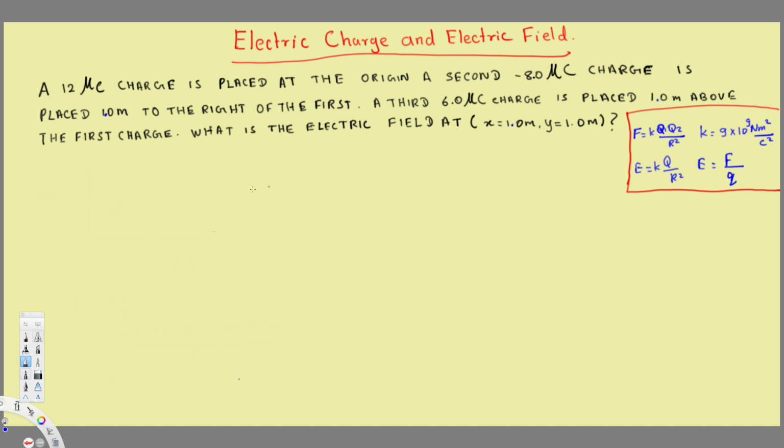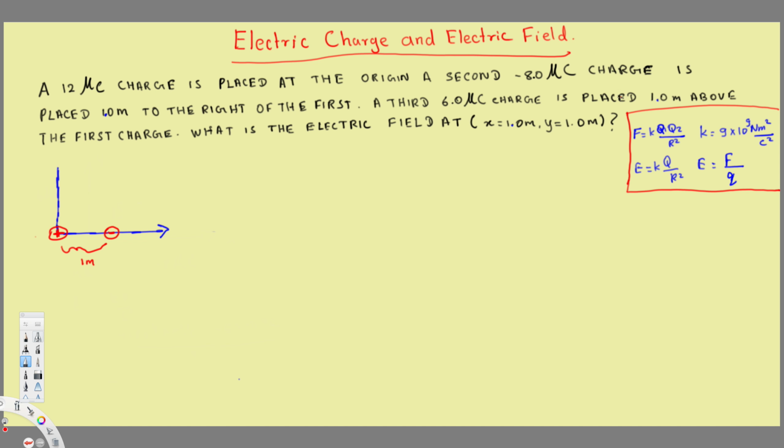So let's see how we can find this one. First of all, let's draw the diagram. So if I draw the diagram for this one, it is going to be something like this. First of all, they are saying a 12 microcoulomb charge is placed at the origin. So it means we have a plus charge right here, and this is the first one. The second one is a -8 microcoulomb charge placed 1 meter to the right of the first. So a negative charge is placed right here. It's 1 meter right, so the distance is 1 meter.